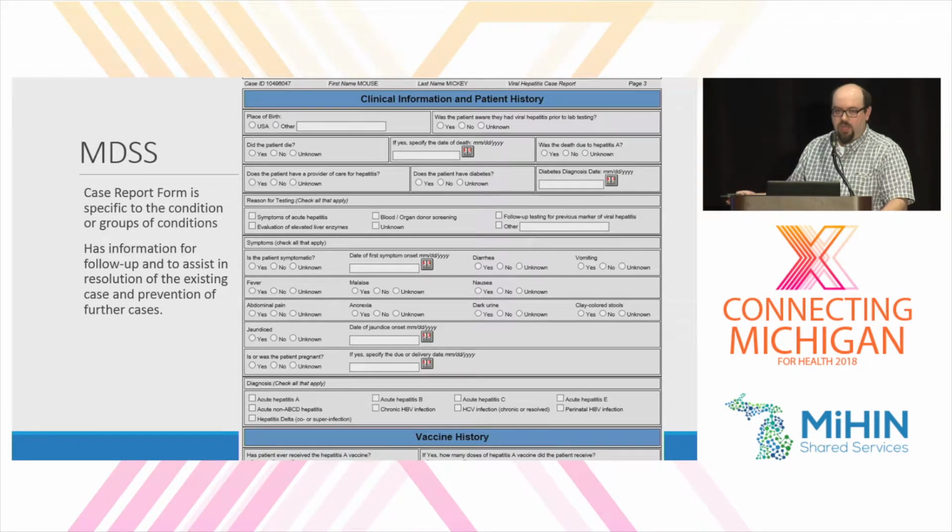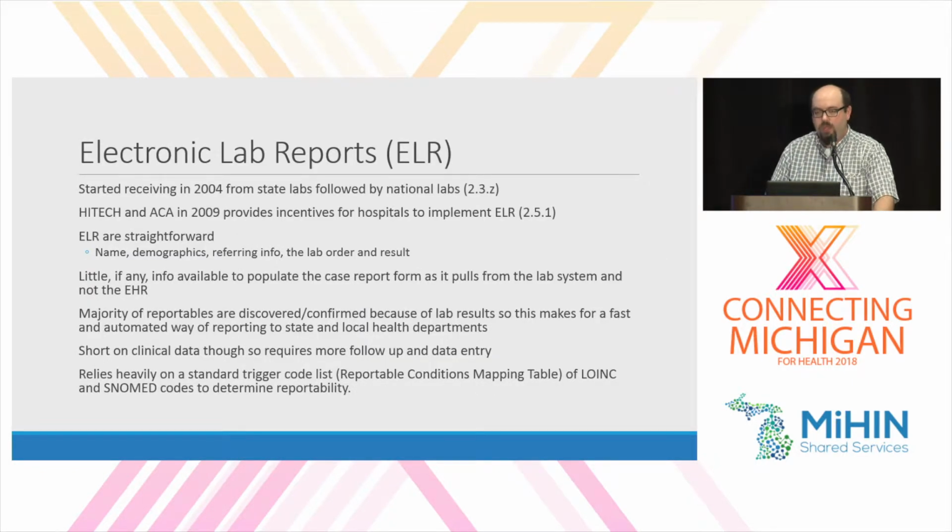So you're still looking at a high burden from the local health departments for follow-up. And the majority of reports here, the reportables, are kind of discovered through a lab result. I mean, it really becomes like, well, I think this might be hepatitis A, but you know it's hepatitis A when the lab comes back for it. So it makes a fast and automated way to come out of the laboratory information system.